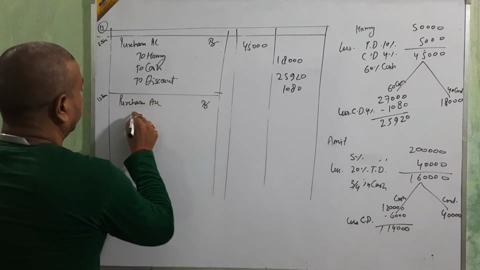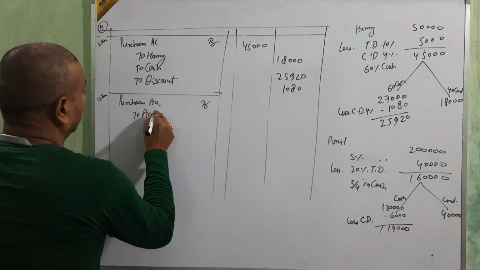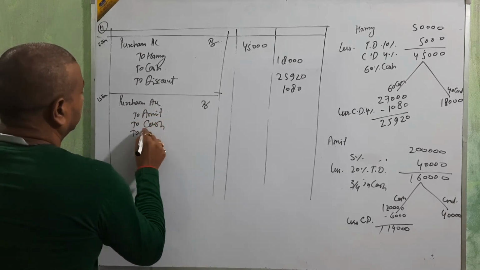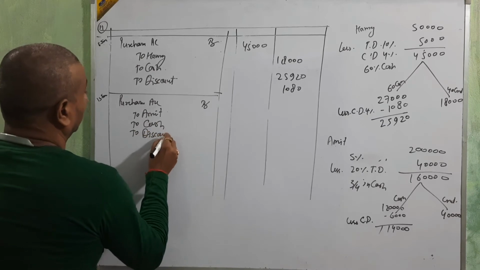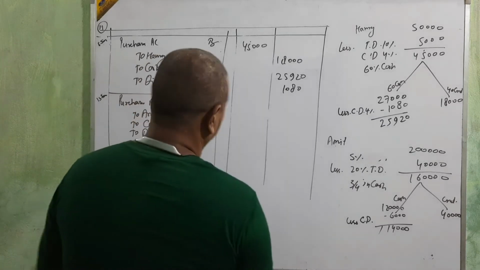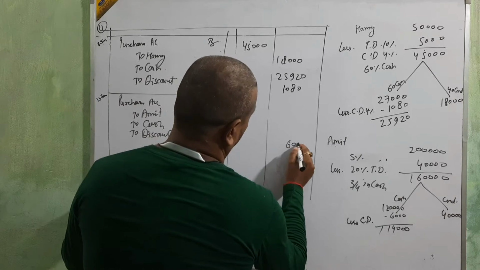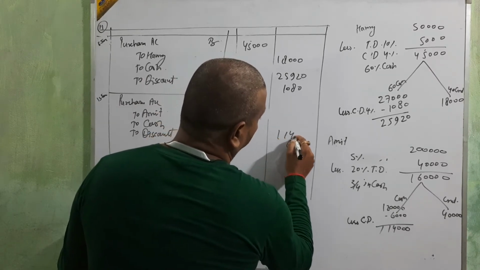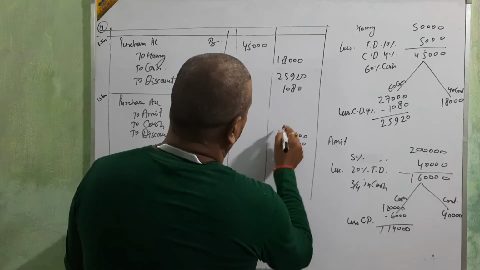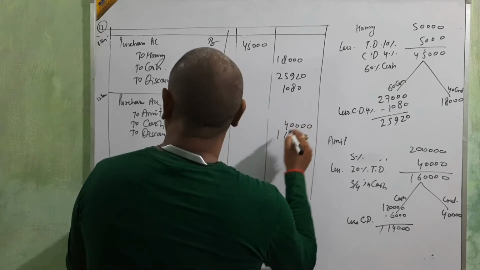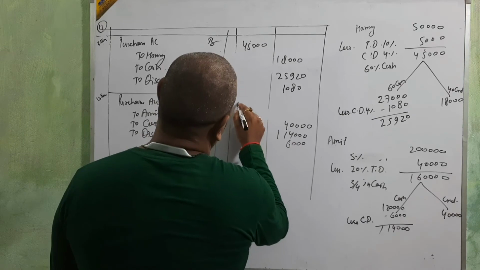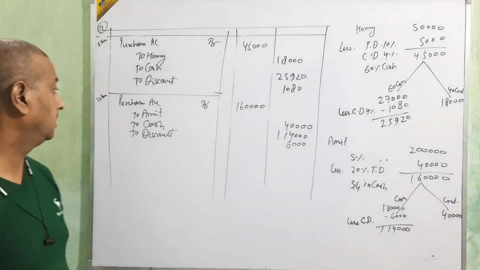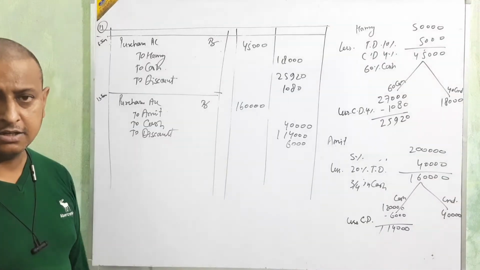Purchase account debit to Amit, to cash, to discount. Okay? In discount 6,000. In cash 114,000 and 40,000 in Amit, and total amount 1,60,000 in purchase. Okay? Clear?